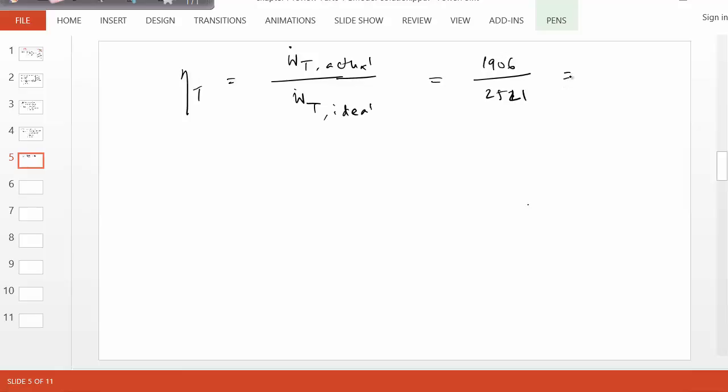And that's approximately equal to 0.75 or 75%.